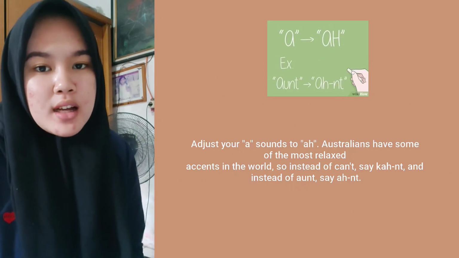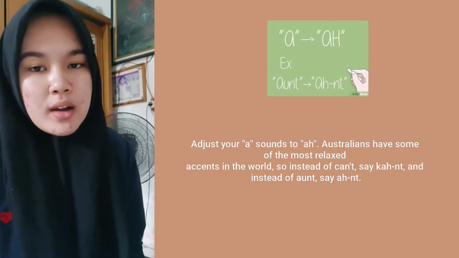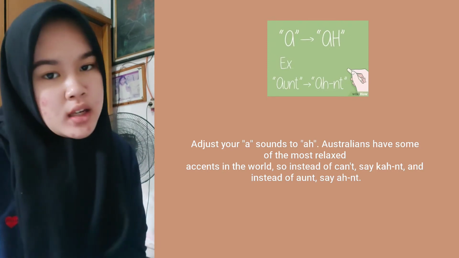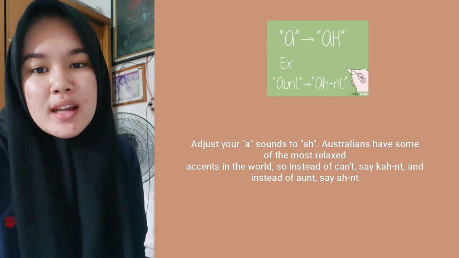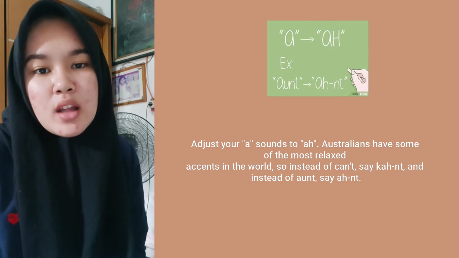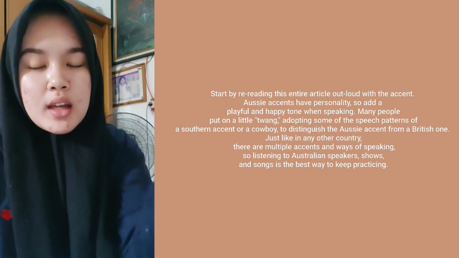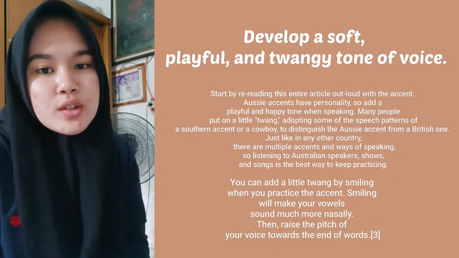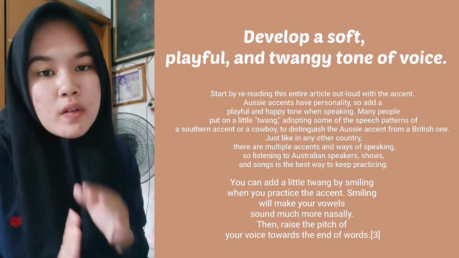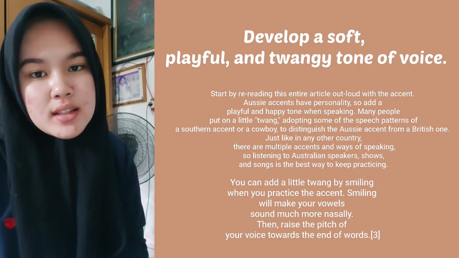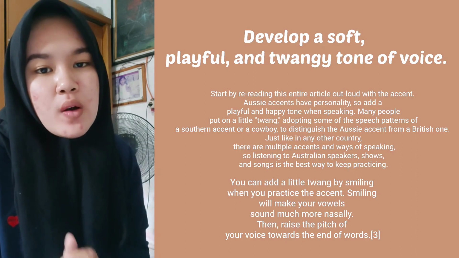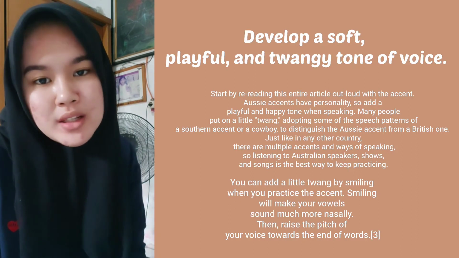Number 8, adjust your A sounds. Australians have some of the most relaxed accents in the world. So instead of can, say can, and instead of on, say on. Number 9, develop a soft, playful, and tongue-in-cheek tone of voice. Start by rereading this entire article out loud with the accent. Aussie accents have personality, so add a playful and happy tone when speaking.